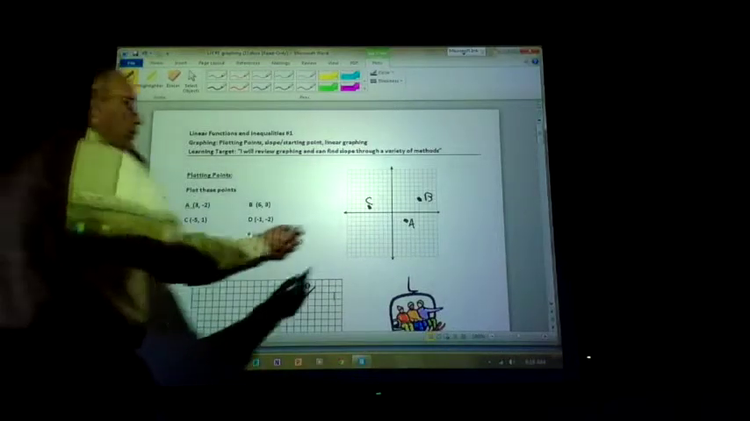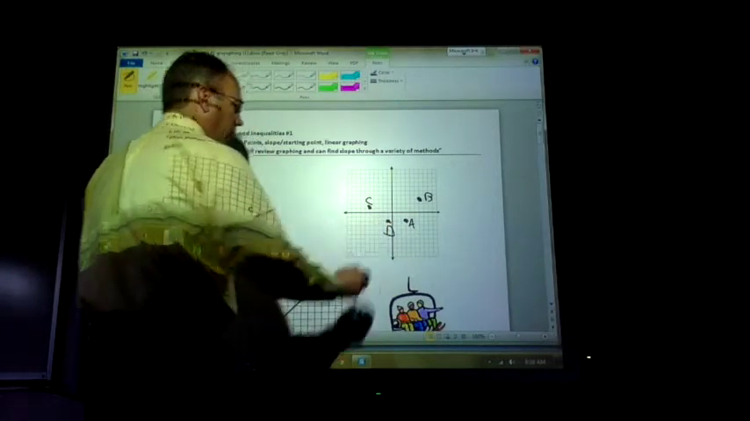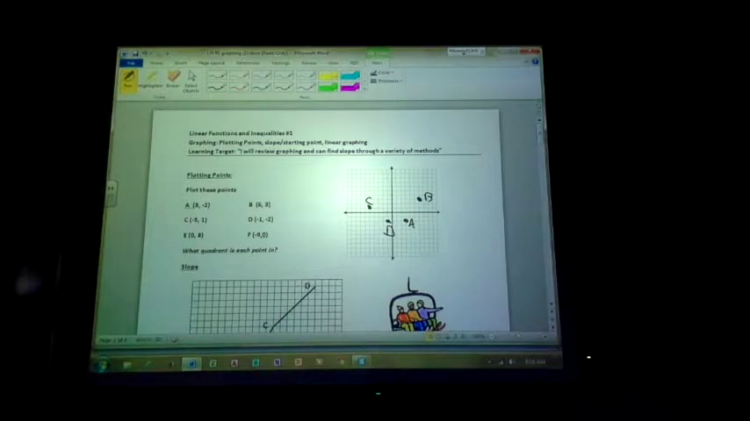Good. 1 left and 2 down. So from the origin, I'm going to go 1 left and then 2. And that's going to be letter D. And then, Mr. Summers, (0, 8) is going to be E. So what do you think I have to do there?